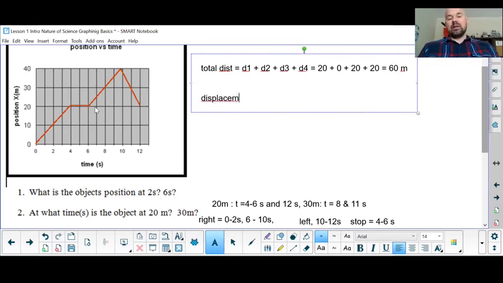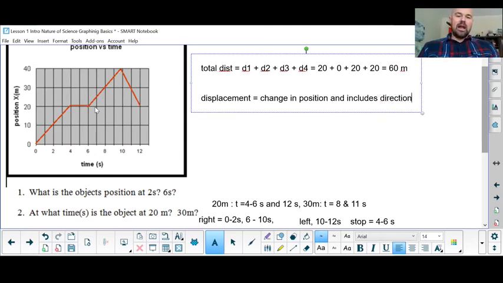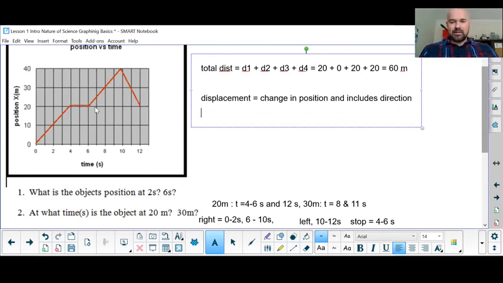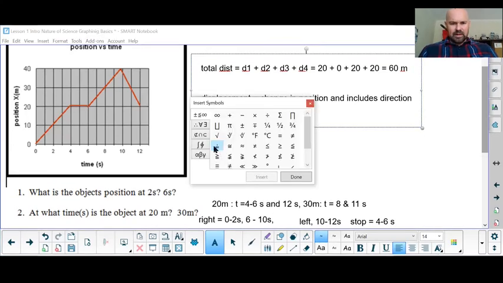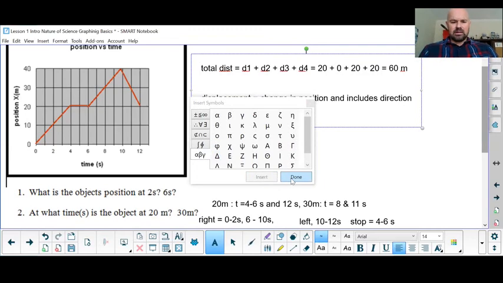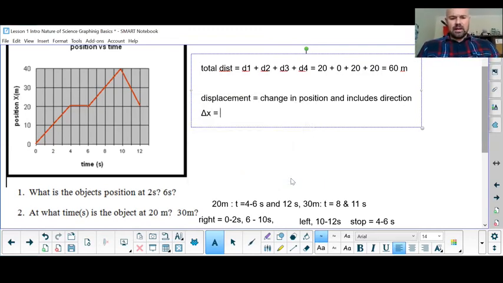Displacement is different, okay? The displacement is, again, the change in position, and it includes direction. So whether it's going left, right, up, down, positive, negative. And again, the equation for displacement, and I'll try to get this written out the right way so I don't confuse anybody with my handwriting with a triangle. So it's change in x equals x final minus x initial.